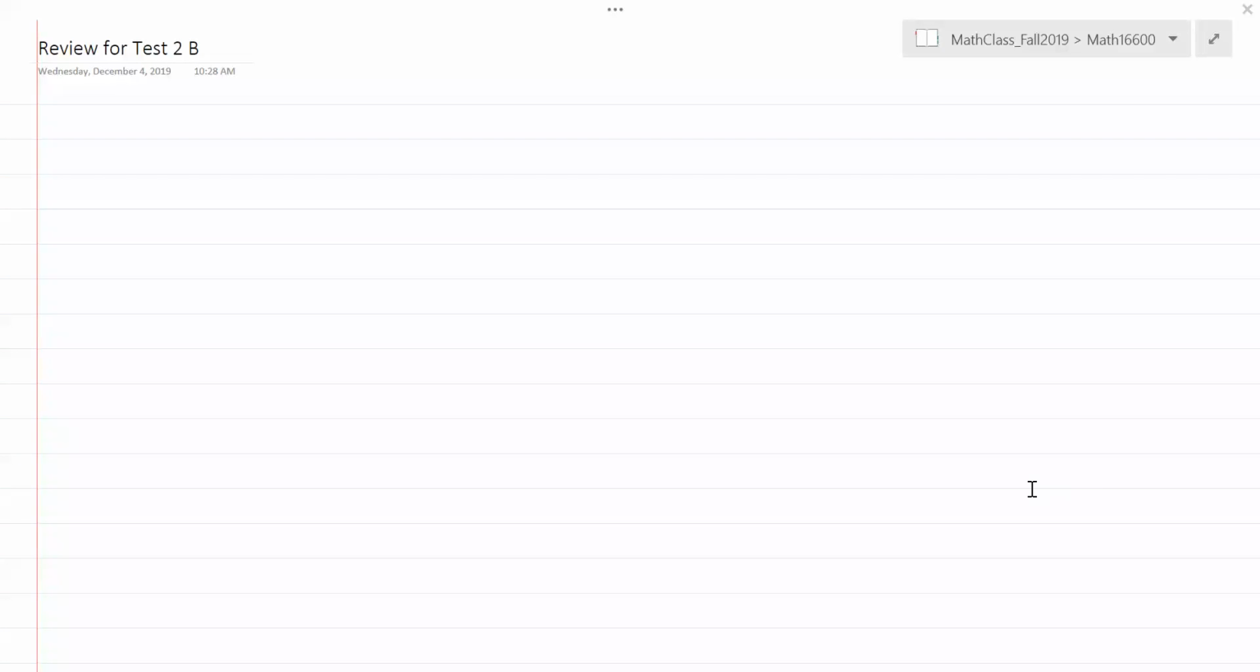There will be two problems from chapter 10, and they're about the length of the curve. The curve can be expressed using parametric equations, and it can also be expressed in polar equations. Okay.